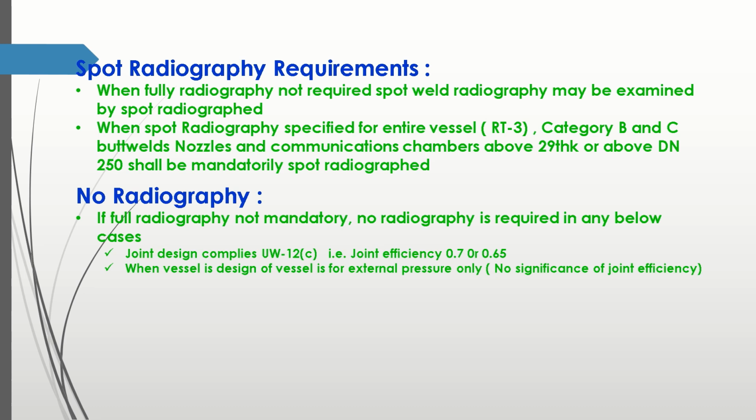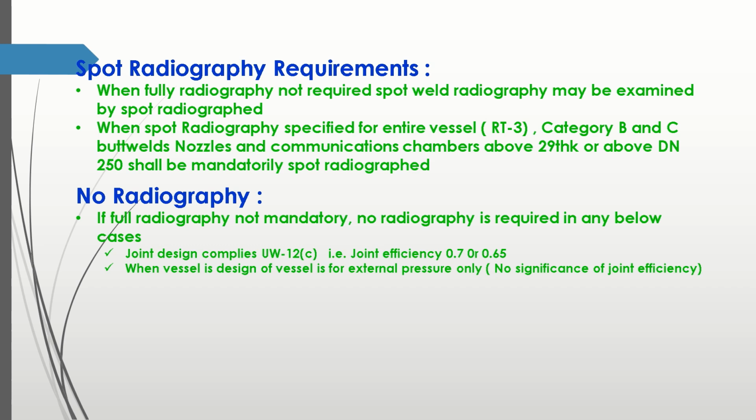When full radiography is not required, then we can do a spot radiography examination, by considering joint efficiency of 0.85 or 0.8. When spot radiography is specified for the entire vessel, then category B and C butt welds and nozzles and communication chambers above 29 thick or DN 250 shall also be mandatorily spot radiographed.